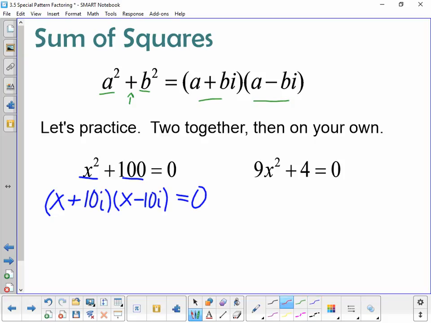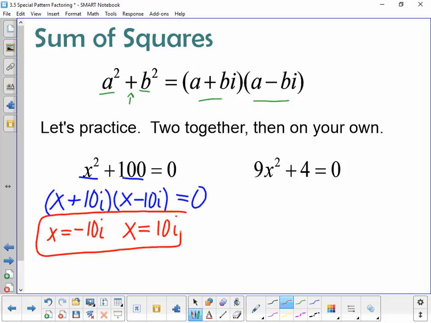So if we want to solve for x, because this equation is equal to 0, we're interested in knowing what x equals. Well, from this first factor, we find out that x is negative 10i. And from the second factor, if we solve x minus 10i equals 0, we get that x is positive 10i. So here are two solutions. And yes, if you like, it is fine to write it as plus or minus 10i. All right, so one more of these.